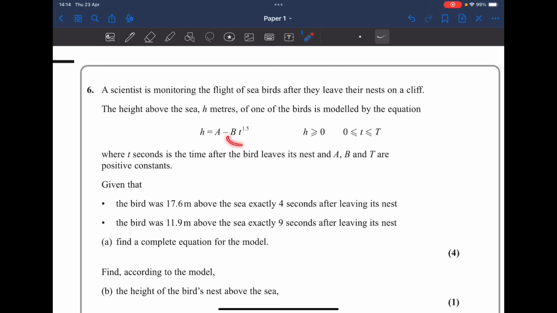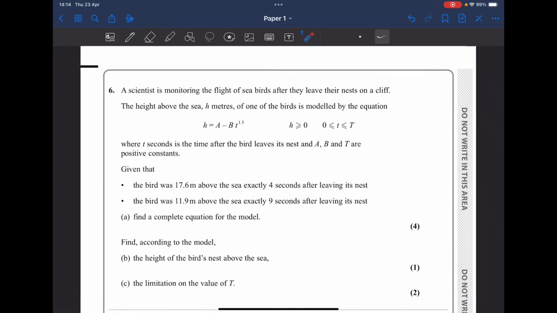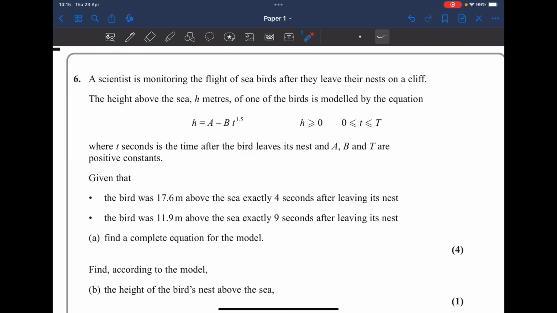It's basically t to 1.5 is a fully increasing function if you're in that quadrant. So when time is positive, which it always is here, this is always going to be positive. So this whole thing is always negative. So we're always going to be less than our initial value of a. So that's good. What's the question want us to do now? We are 17.6 above after 4 seconds, 11.9 above after 9 seconds. Complete the model, so find A and B.